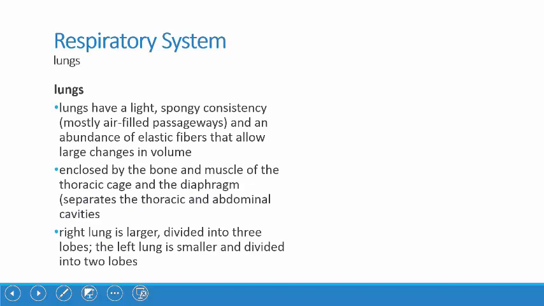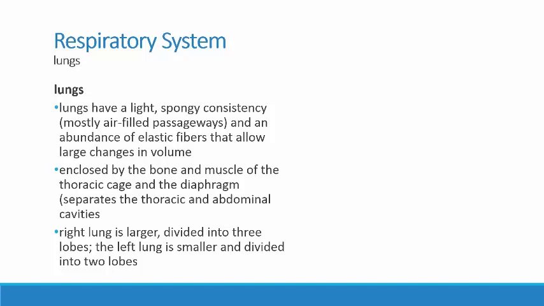The lungs have a very lightweight, very spongy consistency, because they are primarily air-filled passageways surrounded by connective tissues, elastic connective tissue primarily. And all the elastic fibers allow for great changes. Lots of stretching can occur in lung tissue, and then the tissues will snap back to their previous size and shape.